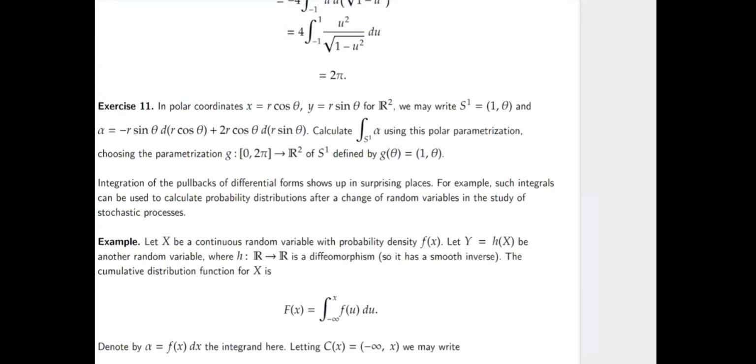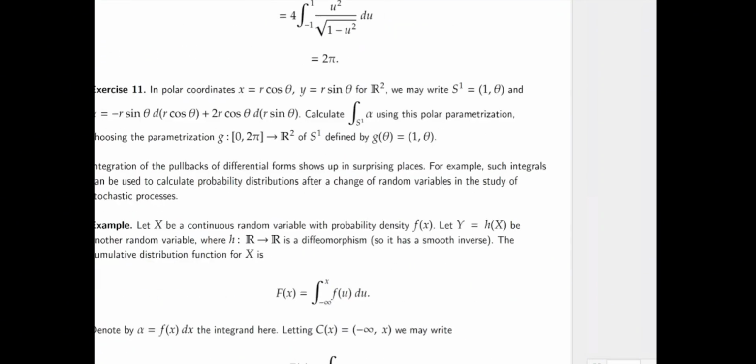In polar coordinates, x equals r cosine theta, y equals r sine theta for R2. You may write S1 as having radius 1 and let your angle go through all the angles possible. So that's S1. And we're building a differential one form, alpha, which is, what is that? -y dx plus 2x dy. So that's actually what we were integrating up here. It's the same alpha.